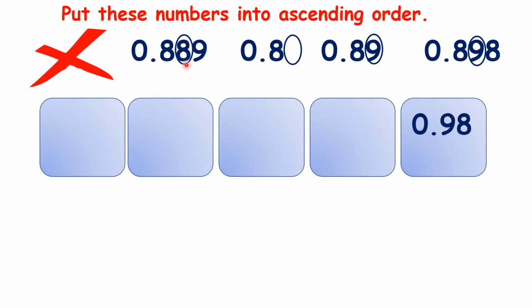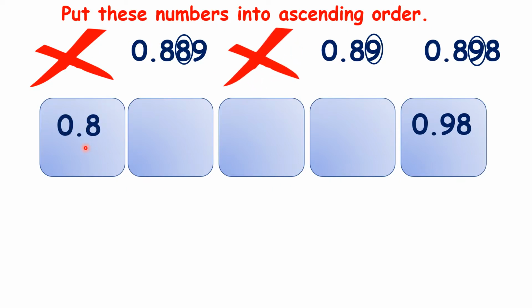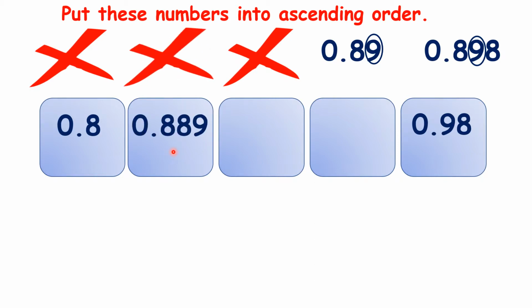column. Now you'll notice that this number here only has one digit after the decimal point, but if a decimal place value isn't written, then it's a 0, so we could think of this number here as 0.80. And because 0 is of course smaller than 8, 9 and 9, 0.8 must be our smallest number. Then, because 8 is less than 9, 0.889 must be next smallest.